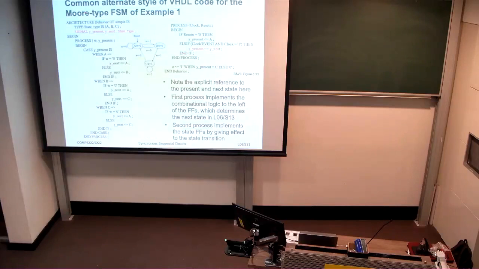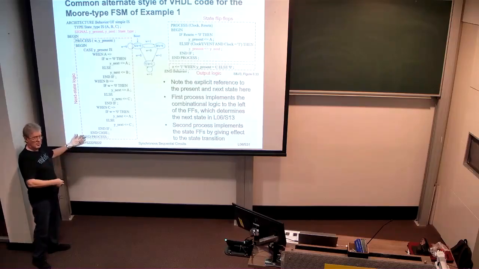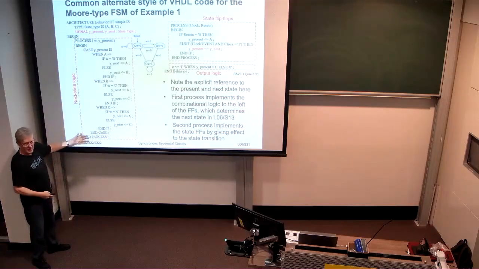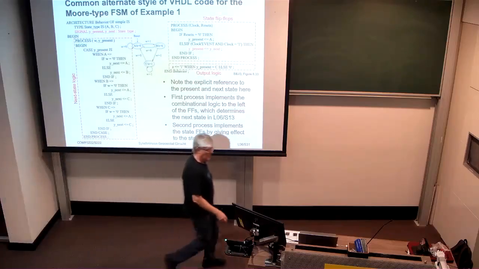All right, one alternative for specifying the finite state machine introduces a second signal so that we have not just the present state, we also have the next state. This then allows us to more explicitly model the next state logic that we saw in our very first model of the finite state machine. Let me remind you of that model.